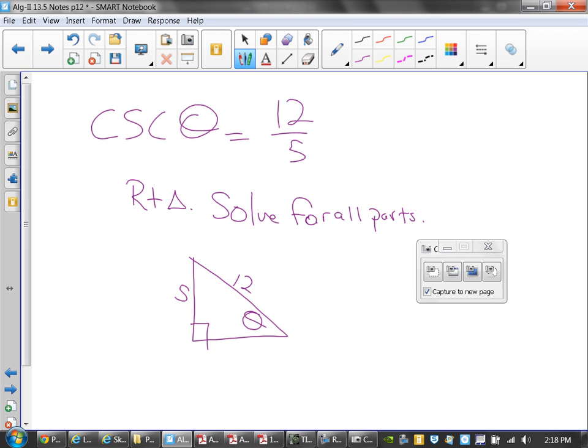It's not 13. 13 is the hypotenuse. It has to be the hypotenuse, because that's not the hypotenuse. That's why I chose those numbers.